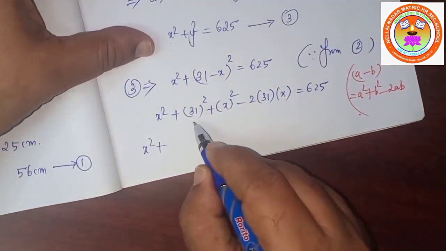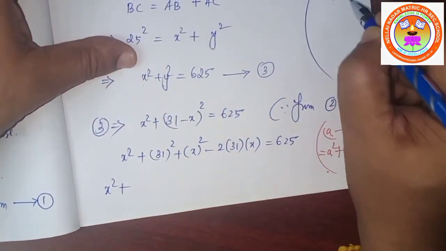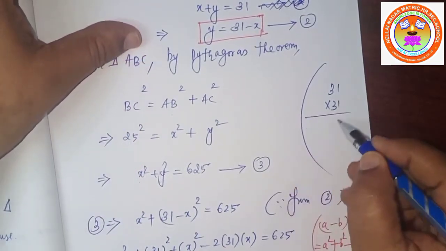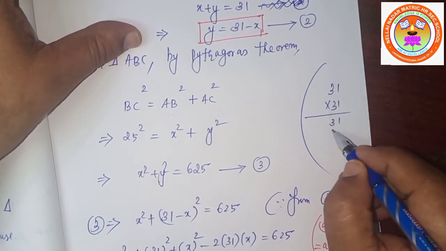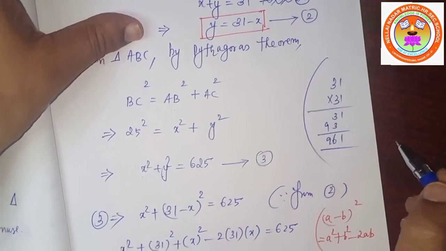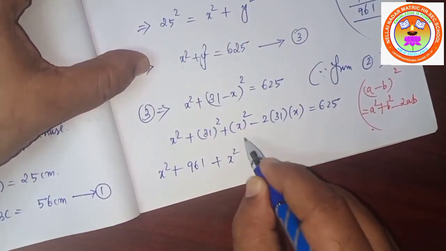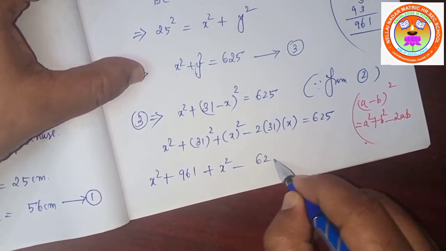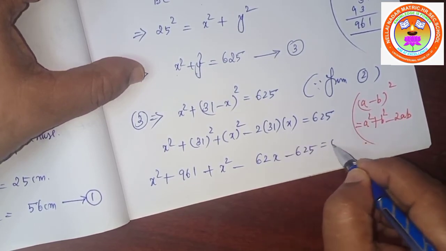X squared plus 31 squared, 31 into 31. 1 into 1 is 1, 1 into 3 is 3, 3 ones are 3, 3 threes are 9, that is equal to 961. Here 961 plus x squared minus 2 into 31 into x, 62x, plus 625 comes to the left hand side, minus 625, that is equal to 0.